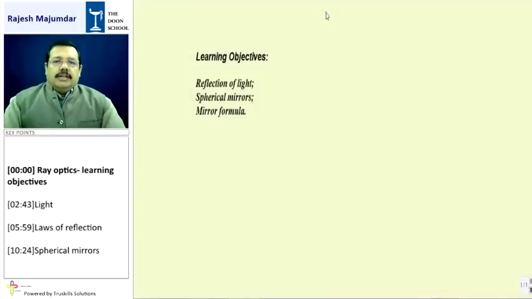Hello students, today we are starting the new chapter of ray optics, and it will have more than 10 lessons with a few parts in each lesson. The structure of this chapter or unit will be that we will understand the core concepts first, and then after every lesson you will find some problem solving sessions as well.